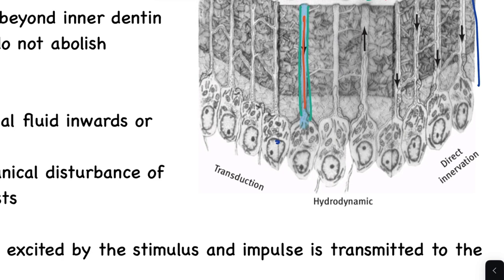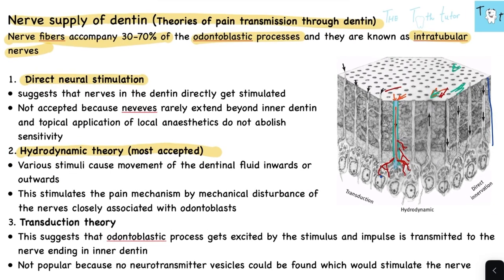Okay, and when there is a mechanical stimuli, this fluid will move. Maybe there is heat or cold, this fluid will move and that will transmit the impulse to any nerve fibers that may be over here. So there are some nerve fibers in here and the movement of the fluid will transmit your impulse or the stimuli. So this is the most accepted theory.